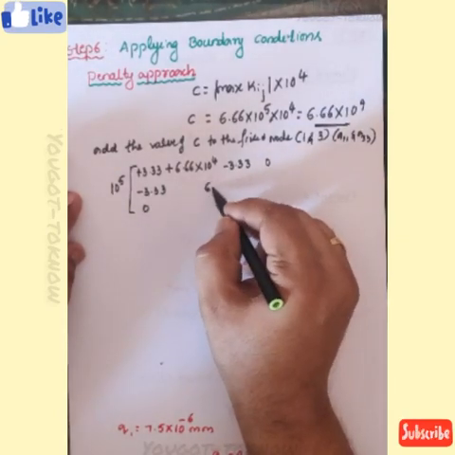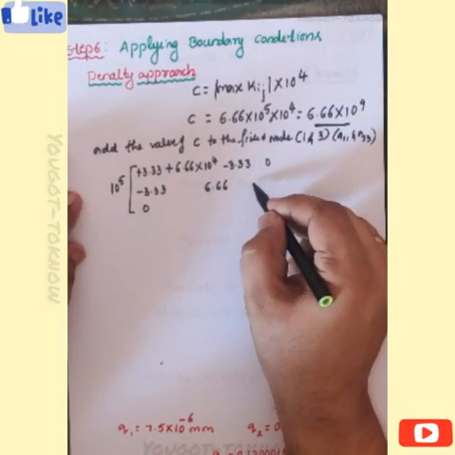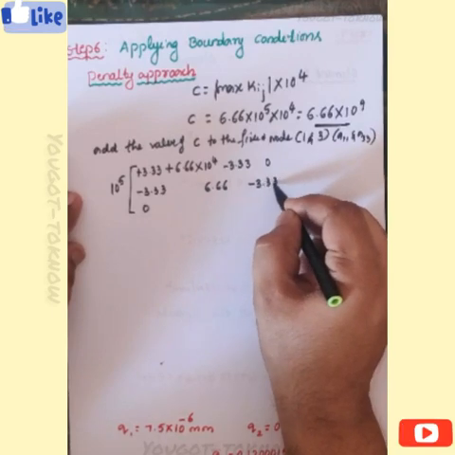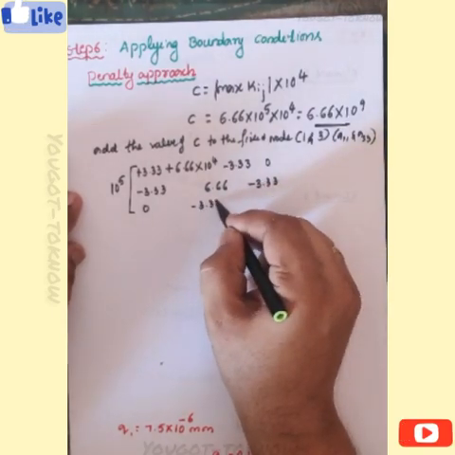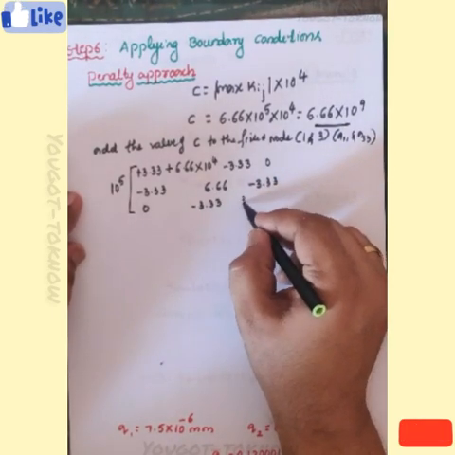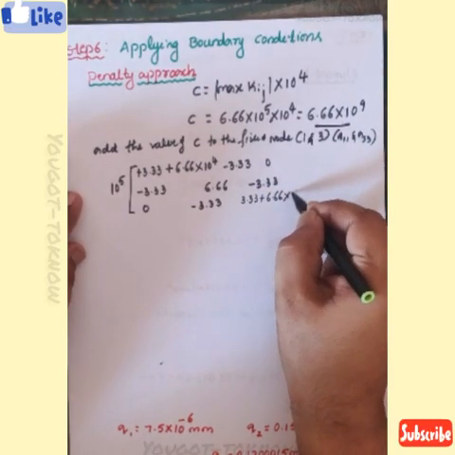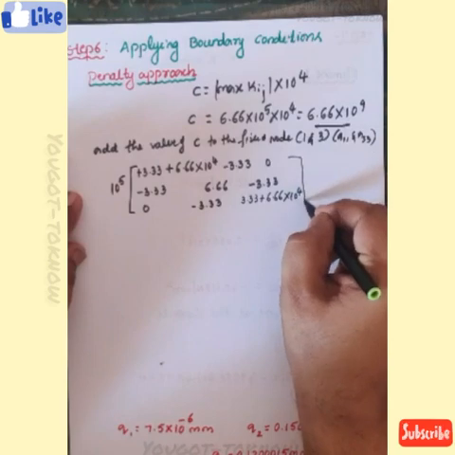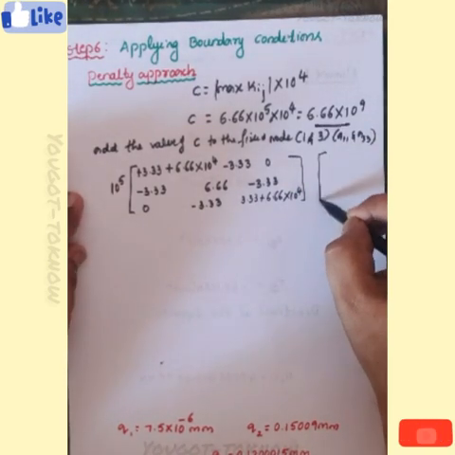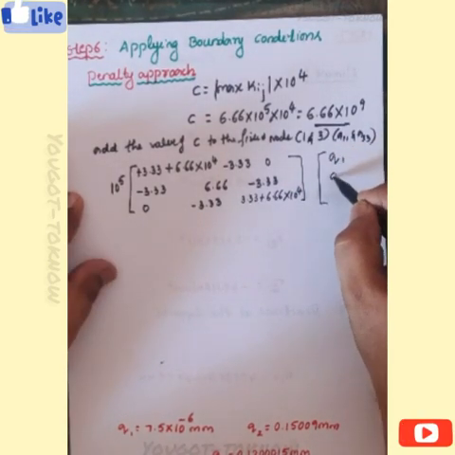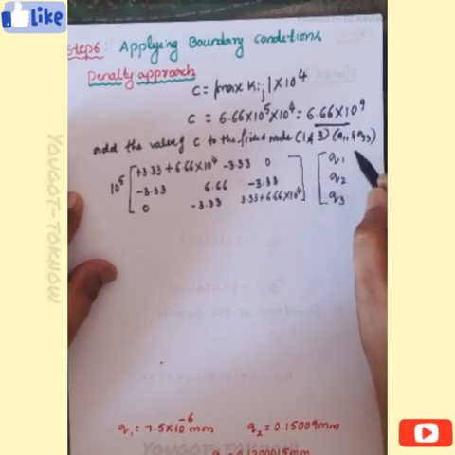Here what is the value you are going to get? 6.66. What is the value here? Minus 3.33. Now minus 3.33. Here also what is the value you are going to get? 3.33 plus 6.66 into 10 power 4. This is over. Now come to here. Q1, Q2, Q3 is equal to.